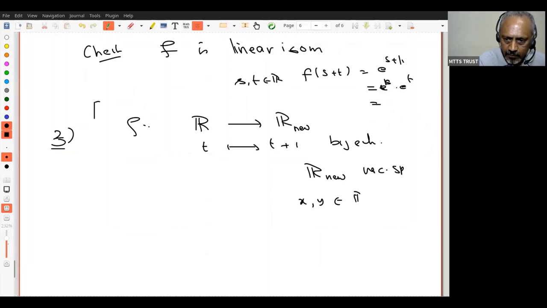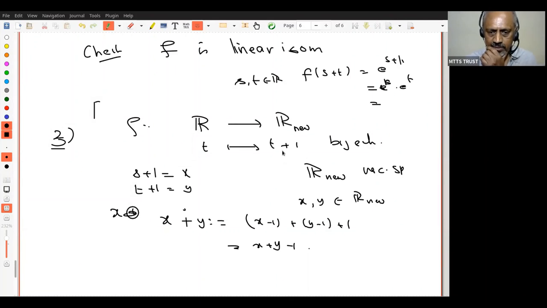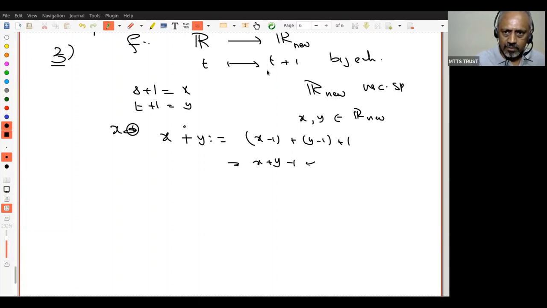If x and y are in R new, how did I add? This was by definition. Let us say s plus 1 equals x, and t plus 1 equals y. Then I add s and t and push it forward. This is going to be x minus 1 plus y minus 1 plus 1, that is x plus y minus 1. I hope I'm right. Please check that. So x corresponds to x minus 1, y corresponds to y minus 1, then add them there. I'll get x plus y minus 2 and push it forward, and I'll get x plus y minus 1. This was the definition. So the bijection with which we constructed a new vector space on the codomain is already a linear isomorphism.